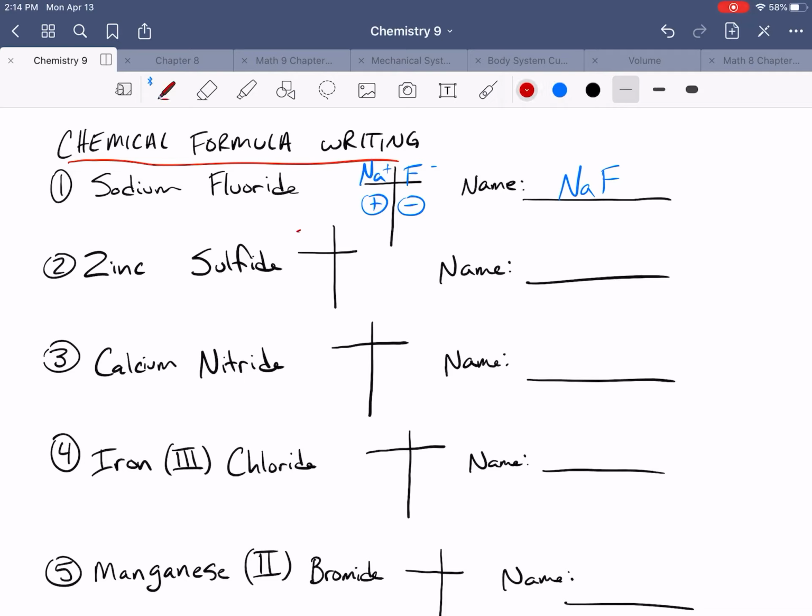Zinc. Zinc is Zn, and I'm noticing it has a 2 plus. And I'm noticing there's only one type of zinc, so that's great. And then sulfur, when I put an S up here, it's just 2 minus like that. It looks like it's balanced. I don't need any extra numbers in here, so you just write it like that, and you're done.